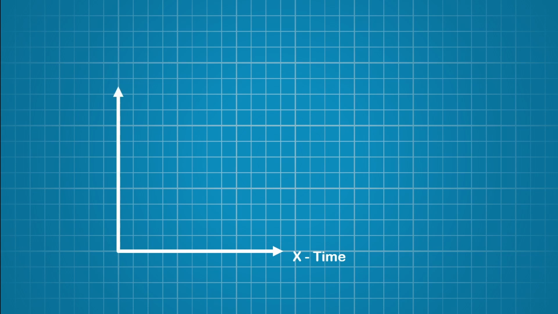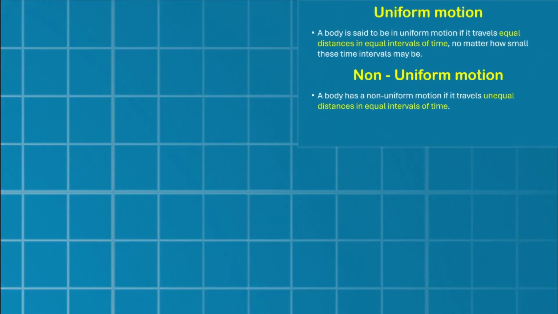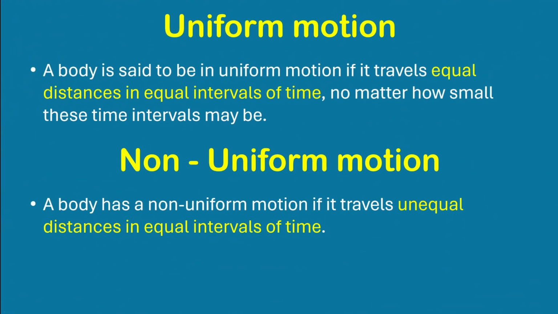Then we draw a vertical line. This is called the y-axis and we will be representing distance on it. Same thing, the values on this number line will represent the values of distance. Now, we need to represent uniform motion on it. What does the definition of uniform motion say? A body is said to be in uniform motion if it travels equal distances in equal intervals of time.